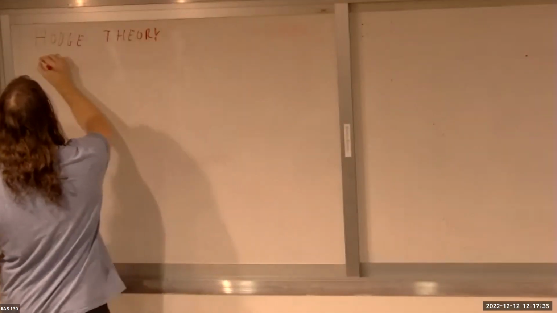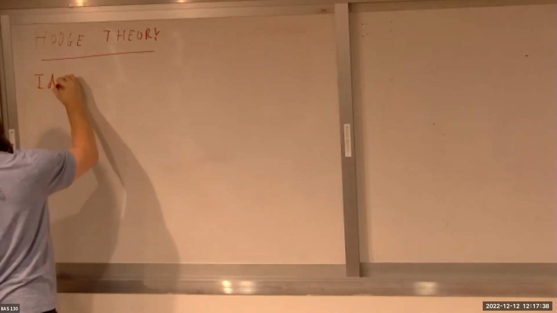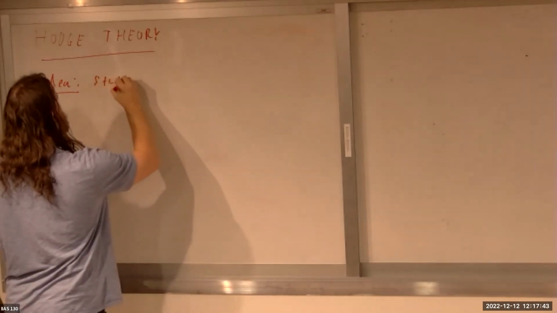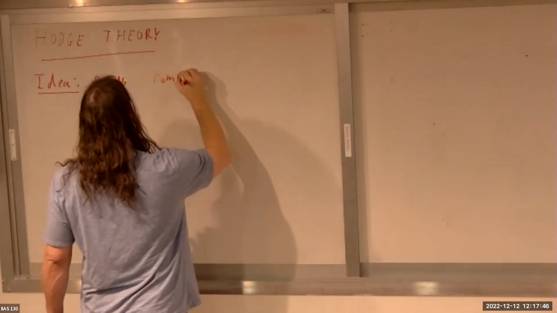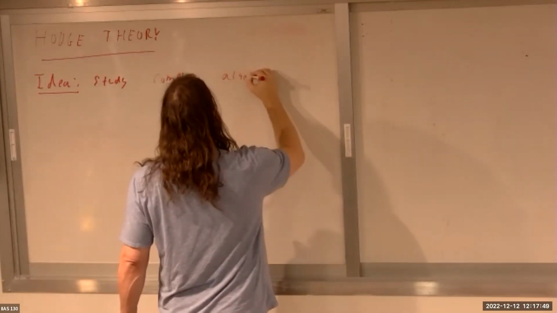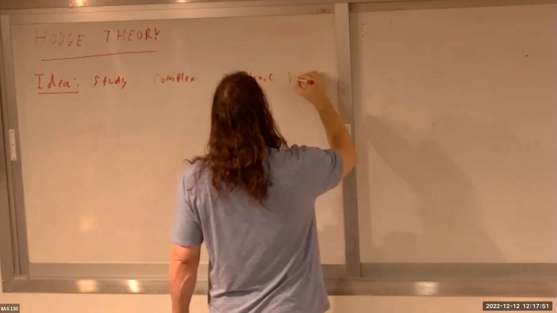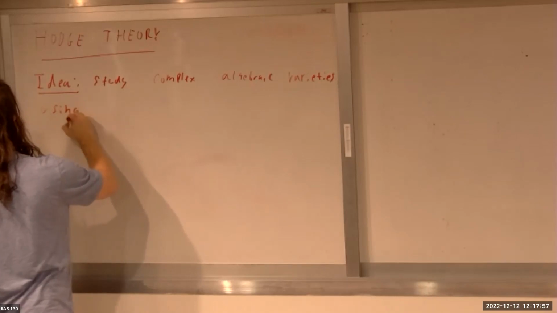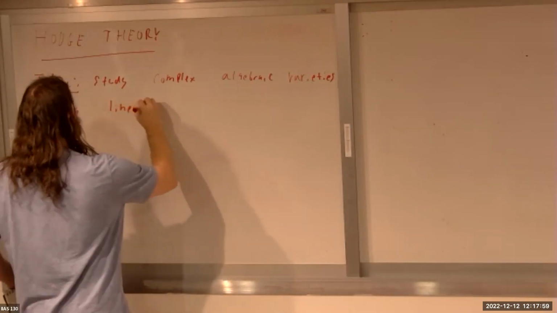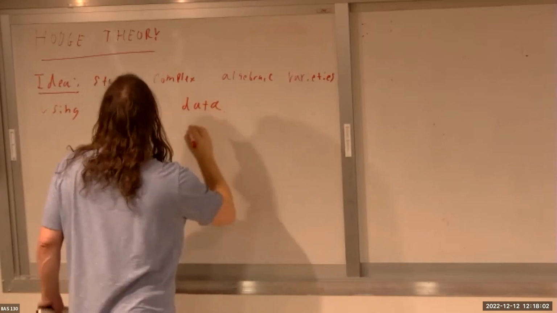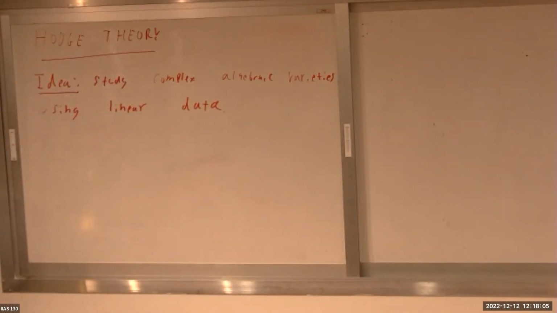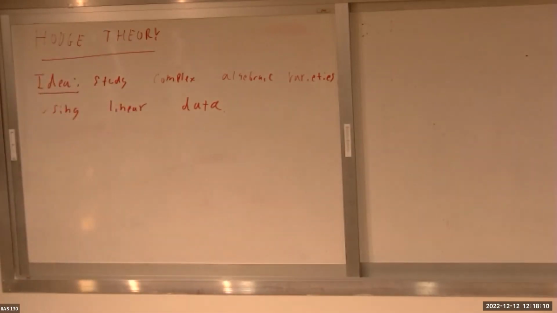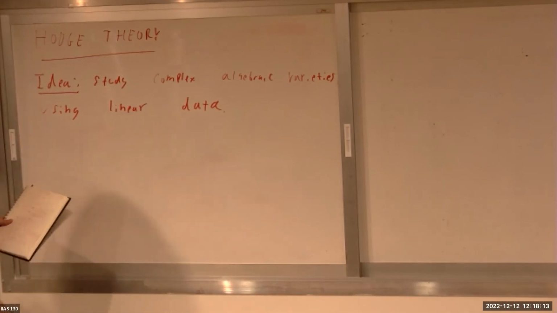And the idea of Hodge theory, or at least the way I'm going to approach it, is that you want to study complex algebraic varieties using as much linear data as we can. Complex algebraic varieties are very hard, the moduli are very complicated. We're going to try to get as far as we can using complicated but still linear information. So what does this mean concretely?